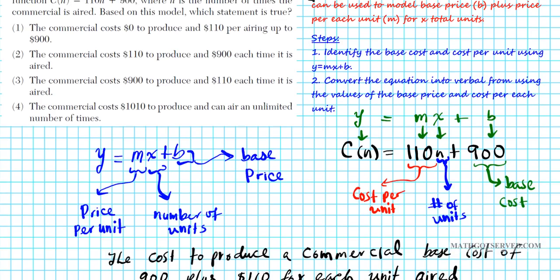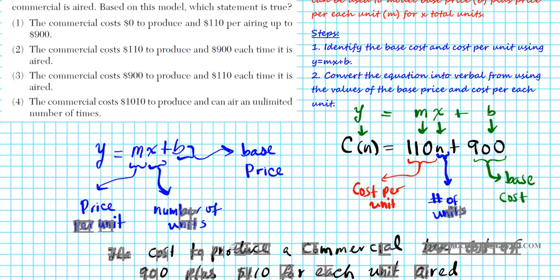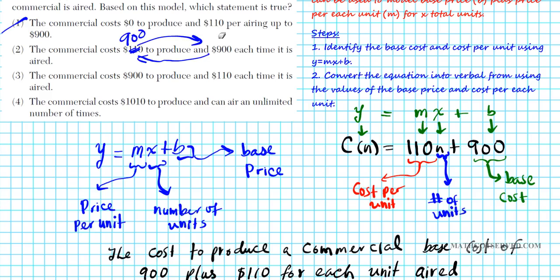Now, let's take a look at the options we have. Which one is consistent with our verbal explanation here? It says, the commercial costs $0 to produce, 110 per airing, up to 900. That's not correct. That's not what we have. The commercial costs 110 to produce and 900 each time. That's incorrect because in our model it's 110 each time, 110 for each unit. 900 is the base. So this was kind of switched around. This is supposed to be 900 and that's supposed to be 110.